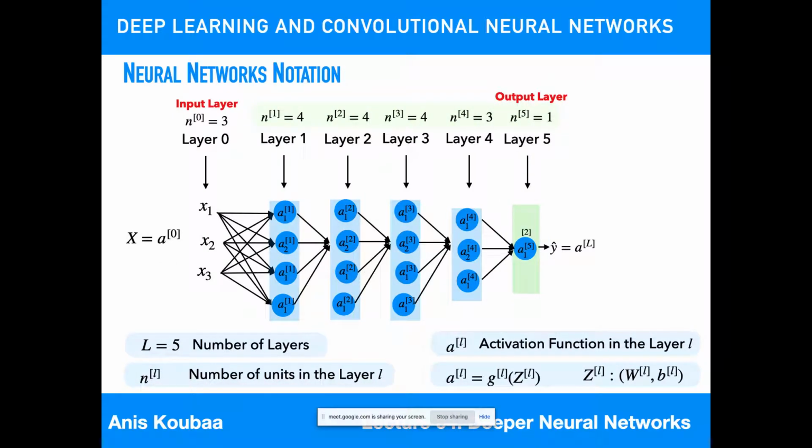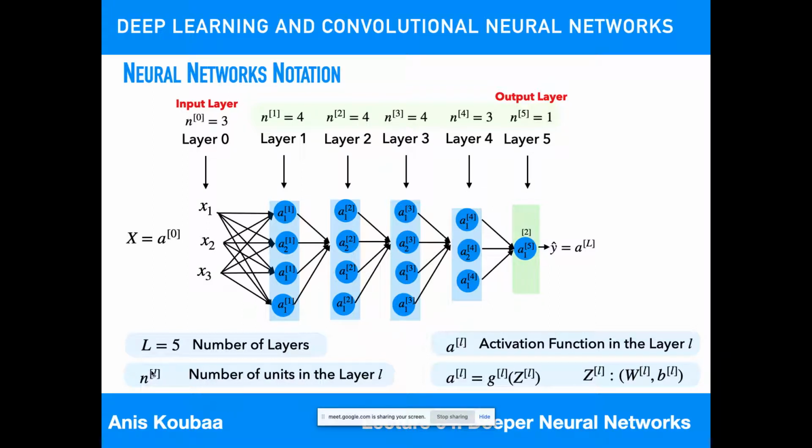So let's now look again at the neural network notation. It's basically the same notation, but here we will do some generalization. Observe that we have layer 0 to layer 5. Layer 0 is just index 0 because it's not even counted. And we have the first hidden layer, the second hidden layer, the third, the fourth hidden layers, and finally layer 5 is the output layer.